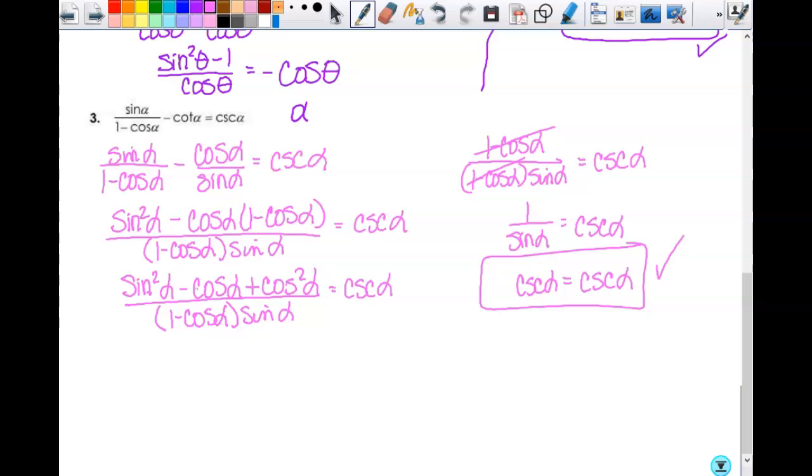Some y'all are trying to split them with multiplication and doing some other weird things. Remember, your algebra steps are exactly the same as they always have been and always will be. So don't be making up math.